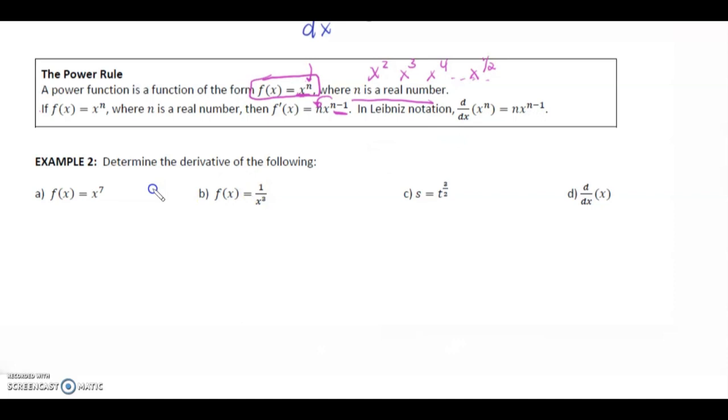So determine the derivative of the following, and there's a couple here. So f at x equals x to the 7. So we're going to do f prime at x. What happens is this 7 comes in front, so it's going to be 7x, and then instead of writing 7 in the exponent, we're going to subtract 1. So f prime at x is going to equal 7x to the exponent 6.